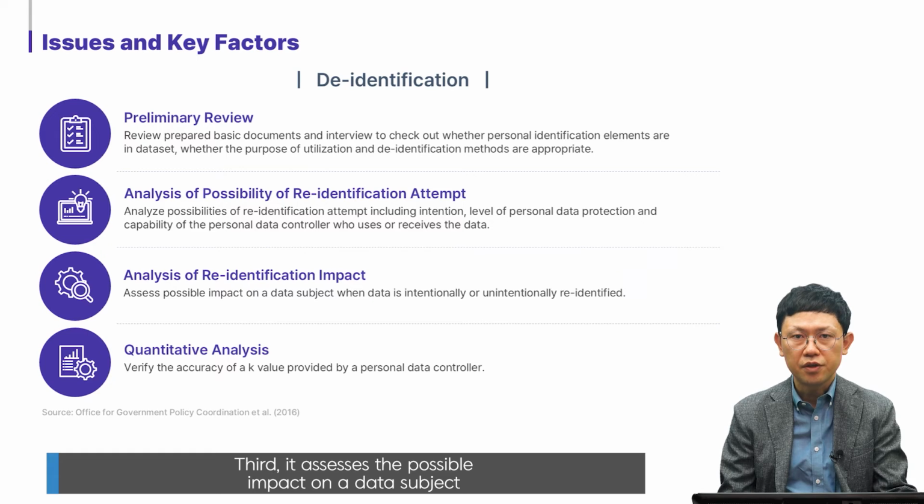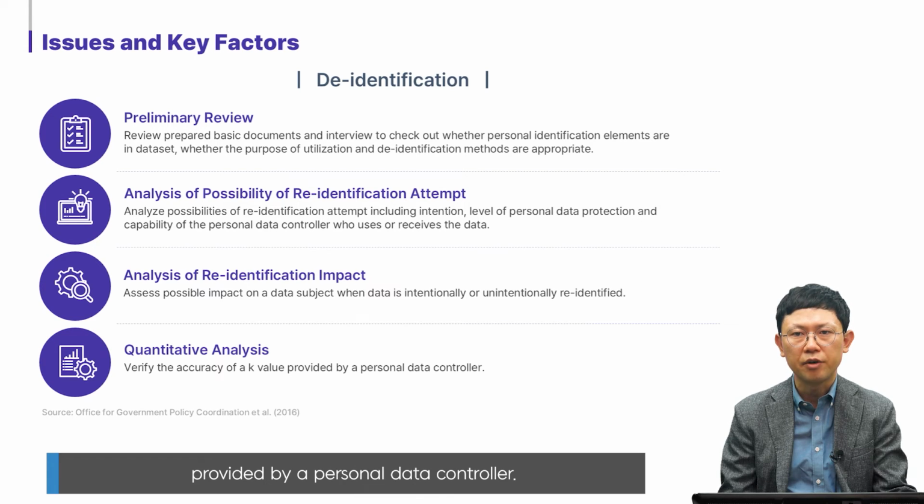Third, it assesses a possible impact on a data subject when data is intentionally or unintentionally re-identified. Fourth, it verifies the accuracy of a K-value provided by a personal data controller.